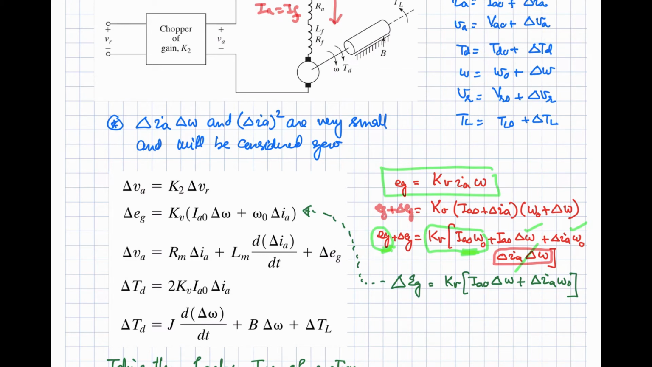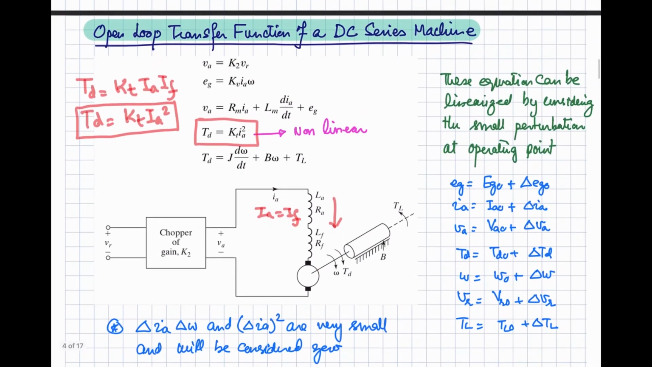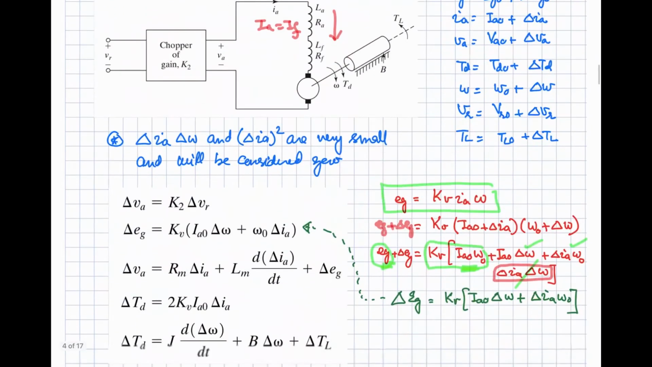So the delta Eg only, the change in the induced EMF, will be given by this part. This part will be neglected. Only these will be contributing toward the change in the back EMF. So the linearized version of the back EMF equation is this one.